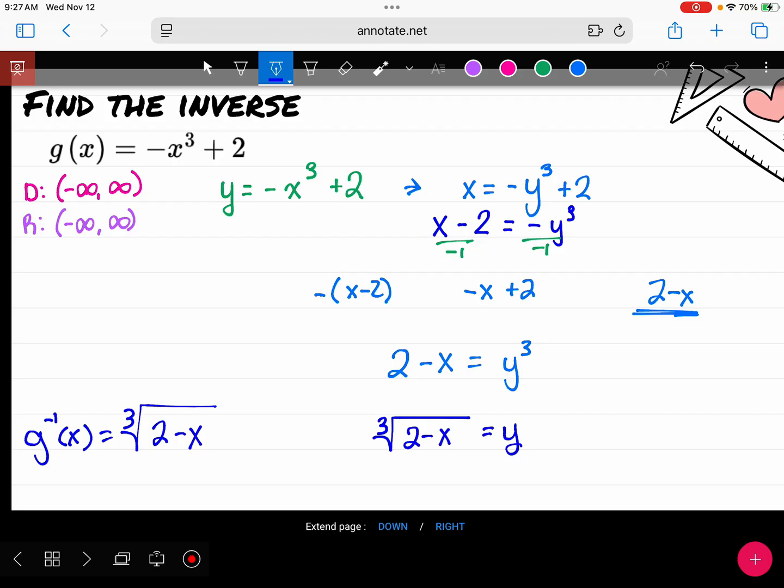Okay, questions on our inverses? Cool. So that's everything in section 5.1.